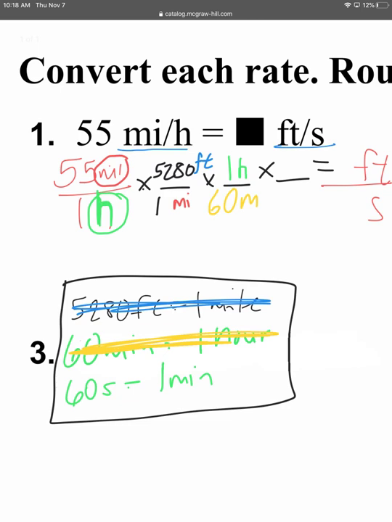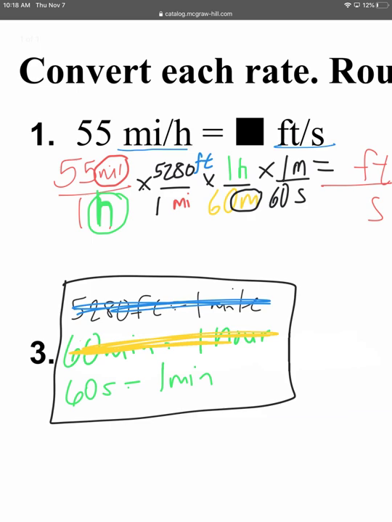60 seconds. I need to get rid of the minutes here. Notice we have minutes here in yellow. I need to get rid of this, and I need to put it opposite. So where would opposite be in this last ratio that we have there? In the numerator. So minutes are going to go there, right? So there are 60 seconds in 1 minute. And then from there, we're going to simplify or we're going to multiply everything.